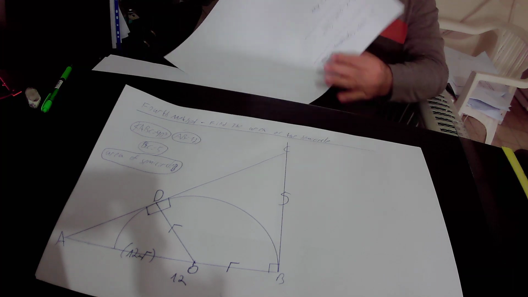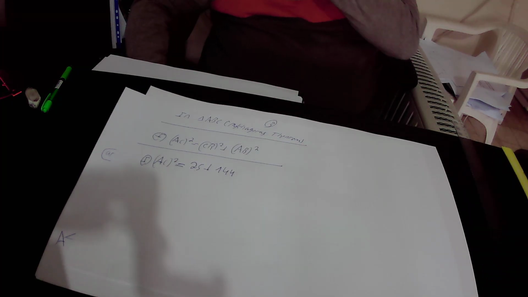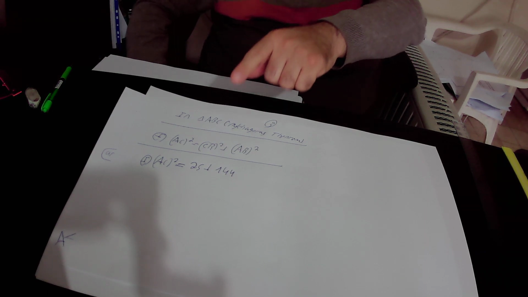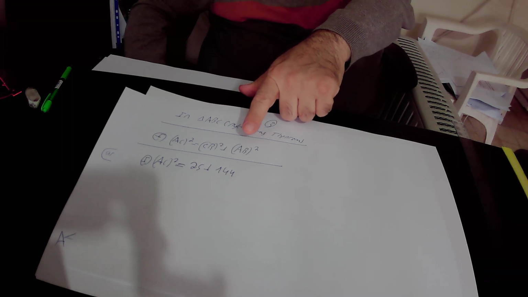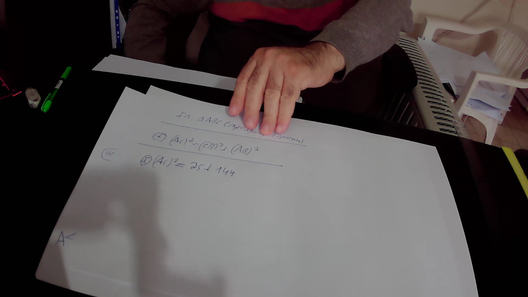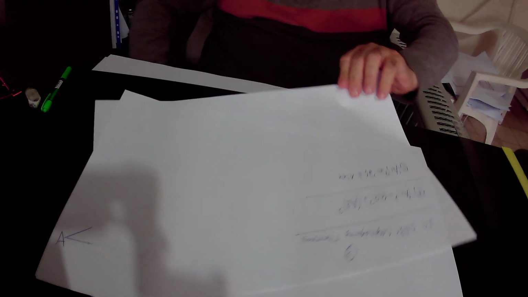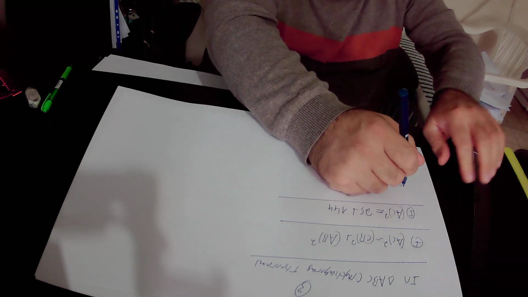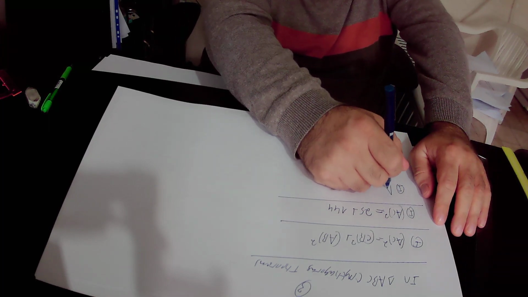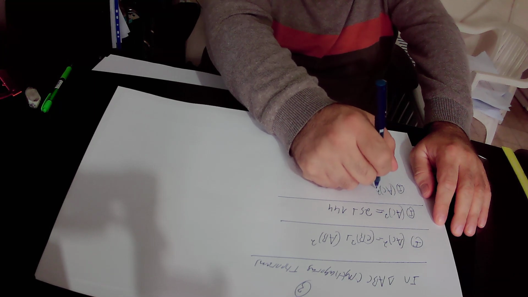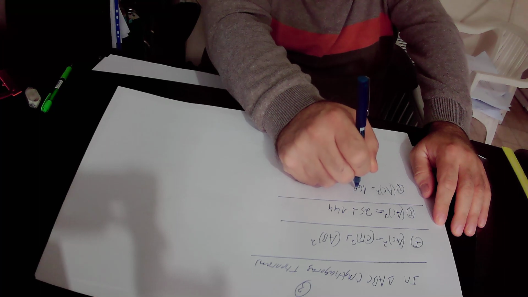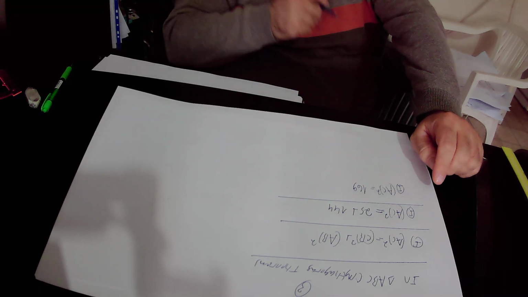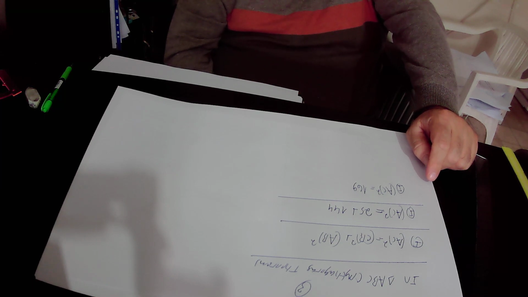So in conclusion, we found out that AC square equals 25 plus 144, which equals 169. So AC square equals 169.